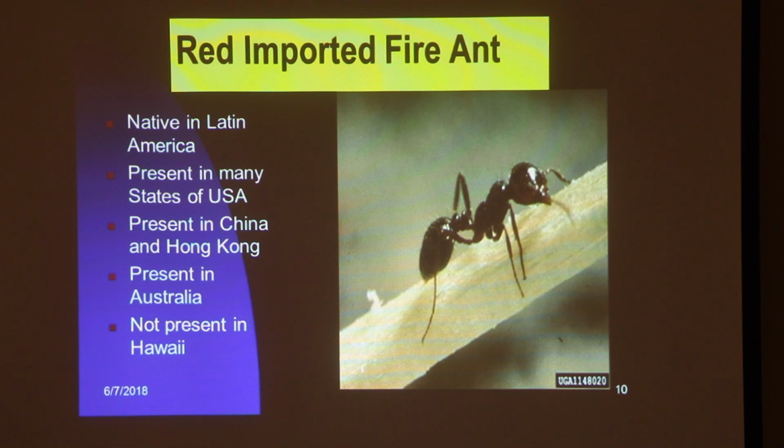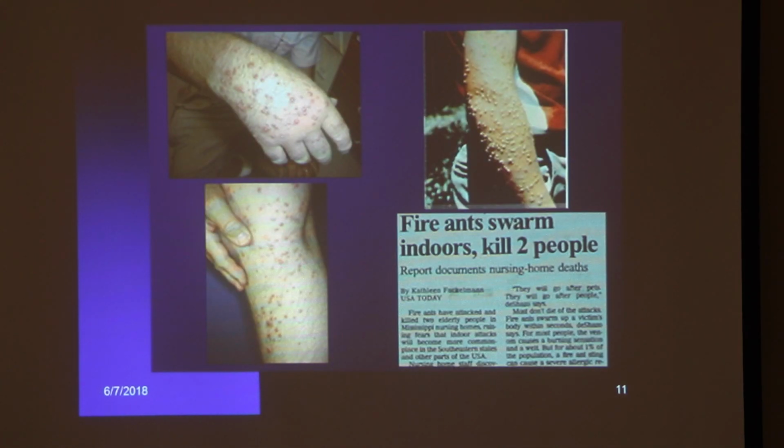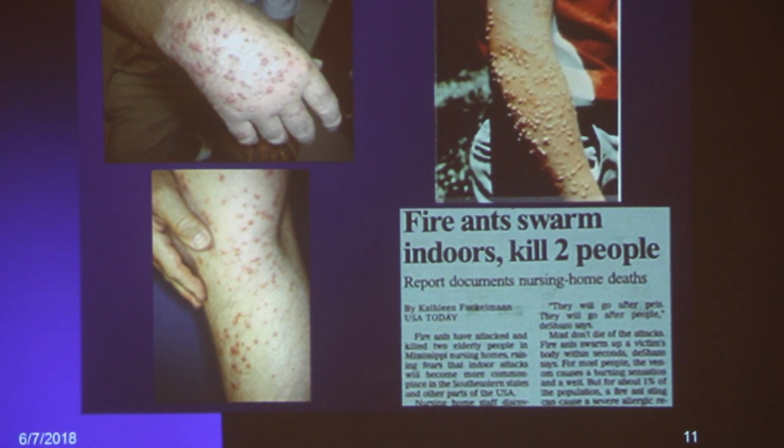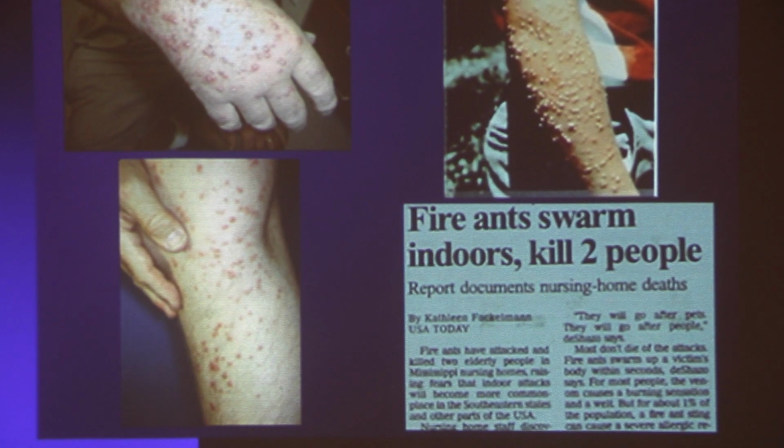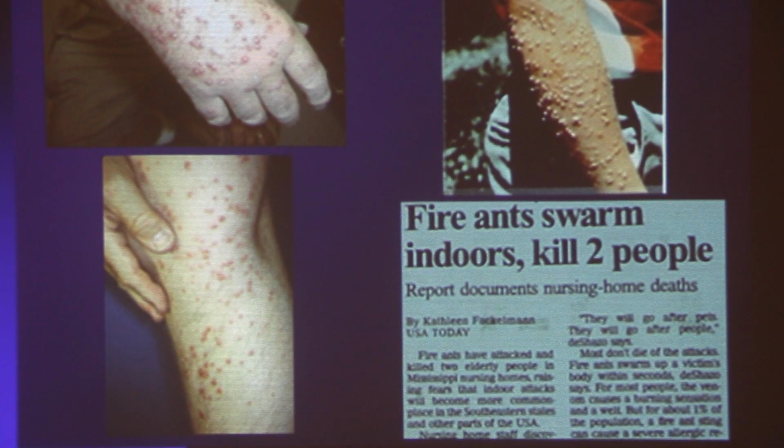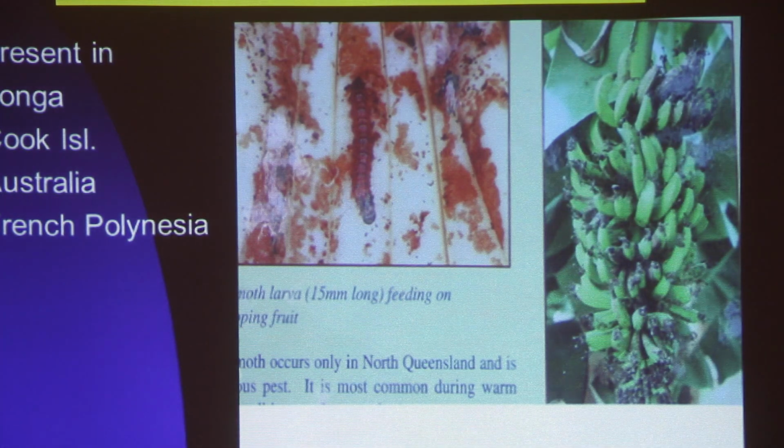It is native to Latin America. It's present in some parts of the US, in China, Hong Kong, some parts of Australia, not present in Hawaii, not present in Guam. But there are many other ant species like the red little fire ant, which is not here in Ponape either. And as you can see, this red imported fire ant can really make a mess. Look at the arm of this person. There were cases where 2 people got killed by the ant. So it's really very bad.